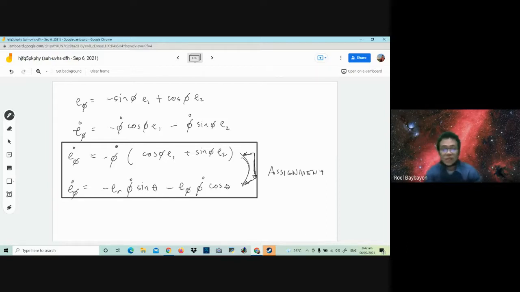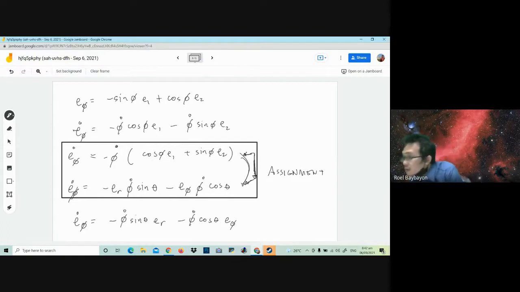But that's a sign, no? It's a sign. So therefore, E theta, E phi, sorry. E phi from that, sorry. What is E phi? So therefore, E phi is equal to minus phi dot sin theta ER minus phi dot cosine theta minus phi sin theta phi cosine theta e phi. Okay? Is this E phi or e theta?